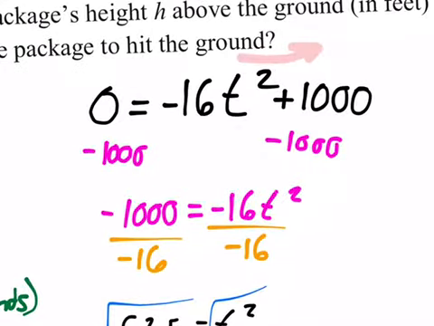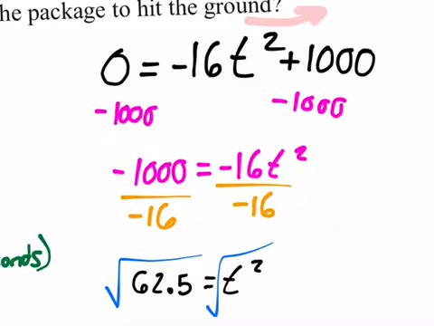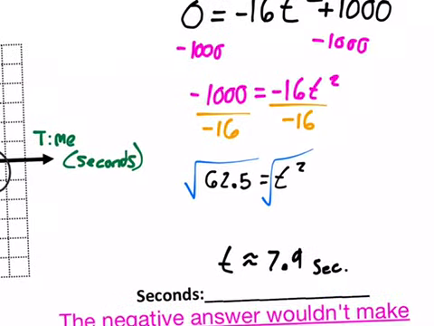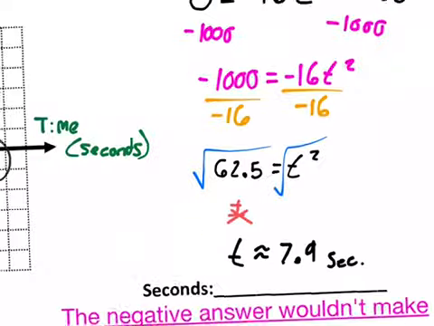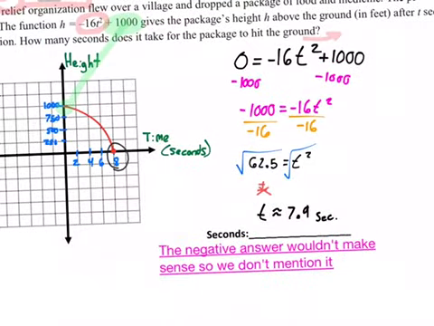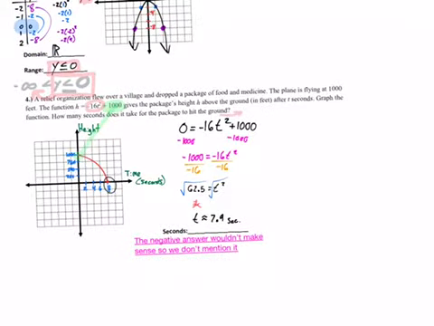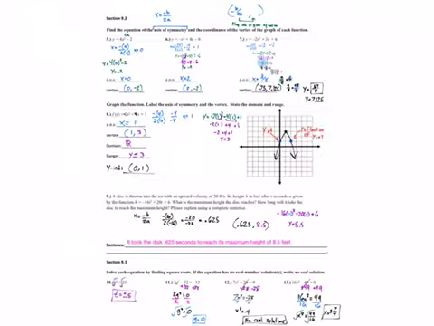So we would subtract 1,000 from both sides, trying to isolate this t squared. Divide both sides by -16, square root. It's approximately, because there's a little bit of extra decimals in there. Now the reason after this square root we didn't have plus or minus in our answer is because there can't be a negative time component in a real world problem. Alright, so the negative answer won't make sense. We didn't mention it. Okay. Moving on.